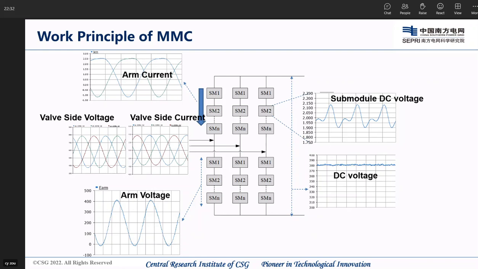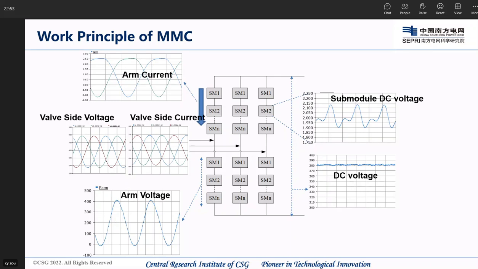These are typical waves in the MMC. This one is the arm current. It includes DC bias, fundamental frequency, and circulating current. The harmonic can be suppressed by circulating current control.